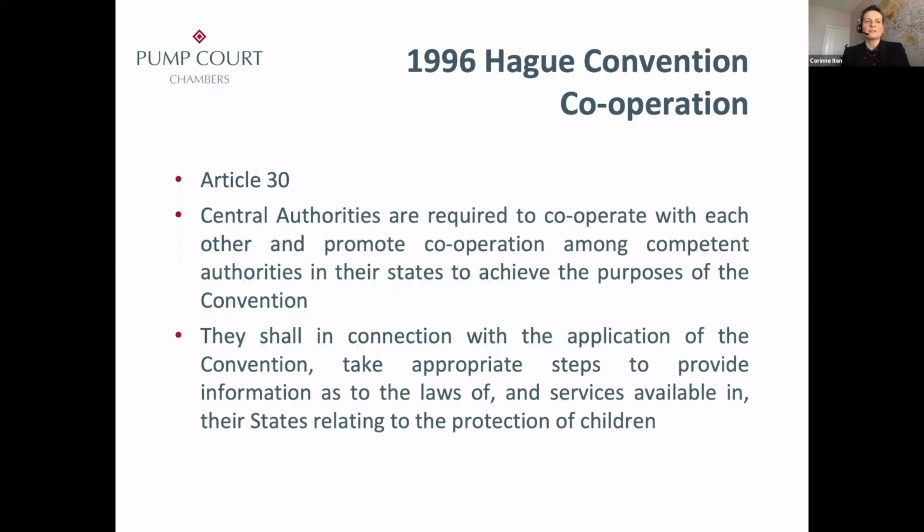Article 30 says that local central authorities are required to cooperate with each other and promote cooperation among competent authorities in their states to achieve the purposes of the Convention. They shall, in connection with the application of the Convention, take appropriate steps to provide information as to the laws of and services available in their states relating to the protection of children.